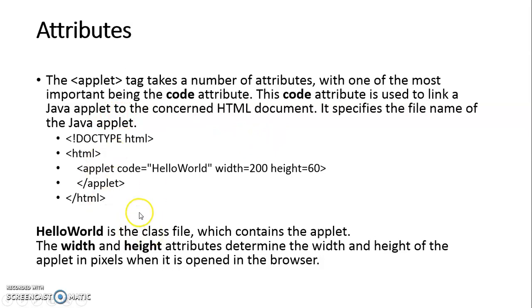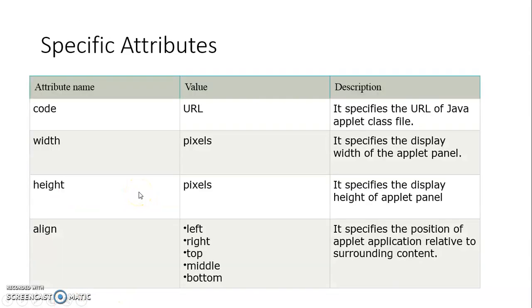Now this is the syntax, a simple program in which we are using the applet tag. In code you are specifying HelloWorld, and the width and height. What is HelloWorld? It is a class file which contains the applet. The height and width attributes determine the width and height of the applet in pixels, which is the screen of your output of the applet.